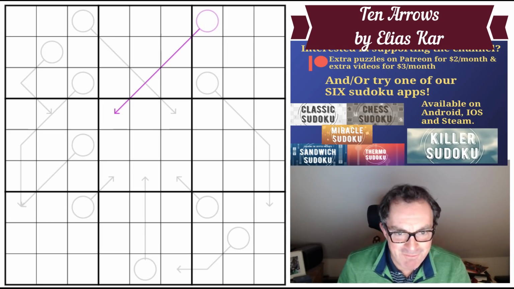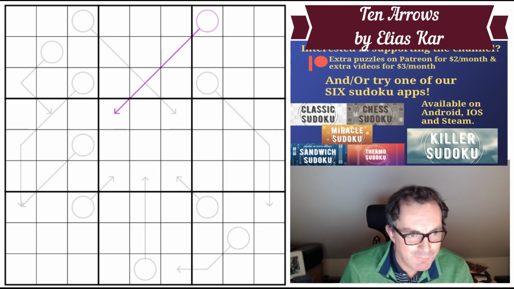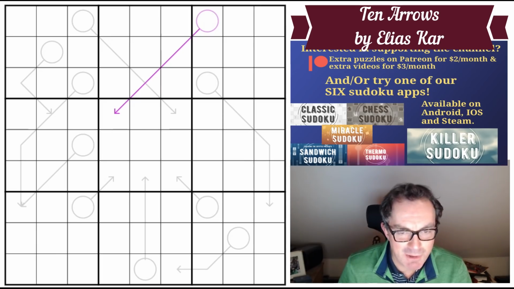It's an absolutely classic arrow Sudoku, so it's right in line with our forthcoming app. I'm pleased to tell you I've already received some puzzles towards that app, so it is off and running. It's a way away yet, but it's very exciting for us.